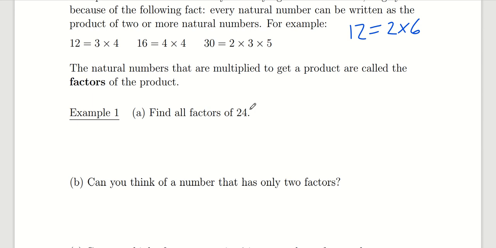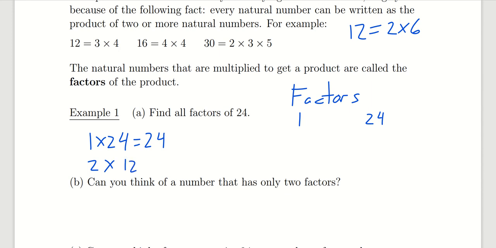For the factors of 24, the easiest way to start is to try to go in order, starting with the number 1. We know that 1 times the number itself, 24, gives us 24. So 1 is going to be a factor of 24, as is 24. If we go in order, after 1, the next natural number would be 2. And sure enough, 2 does go into 24 12 times. 2 times 12 gives us 24. So both the number 2 and the number 12 work.